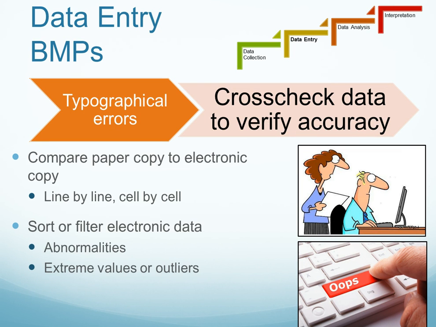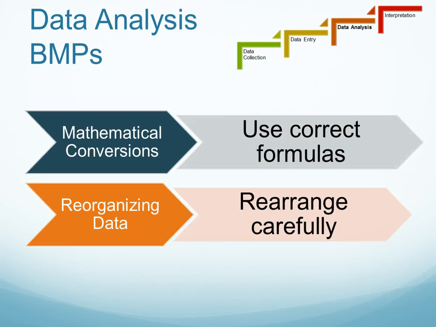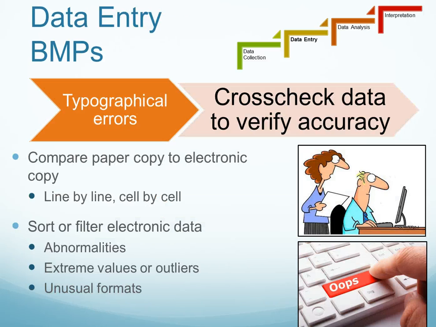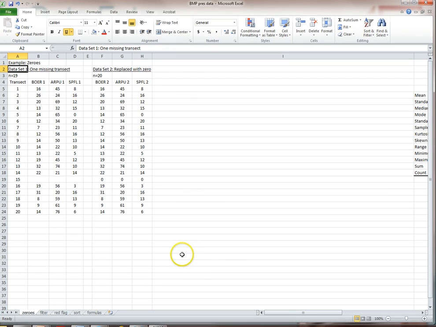Next, we want to examine the data electronically, and we can do this by either sorting or filtering. We look for abnormalities in the data, extreme values or outliers, and unusual formats. So let's take a look at a spreadsheet and see some of these examples.